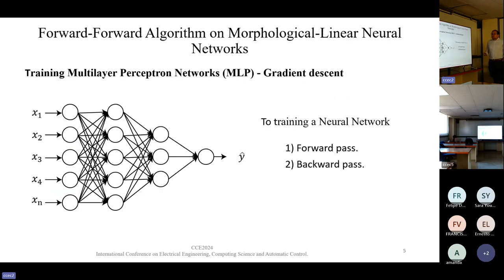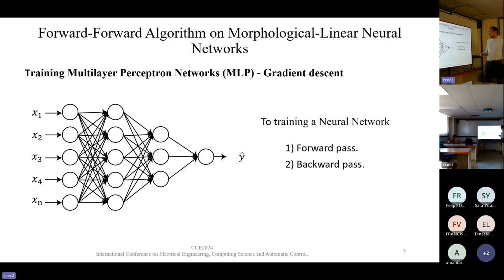When we use perceptrons, we can build multilayer perceptron networks. This type of neural network can be trained with gradient descent. To train these networks with gradient descent, we need two steps.